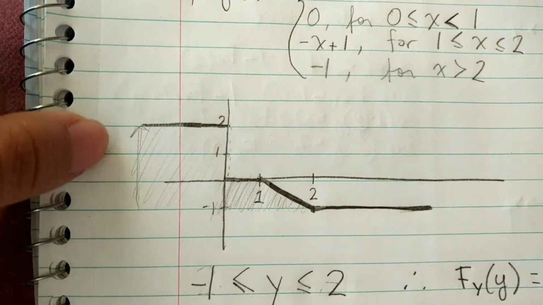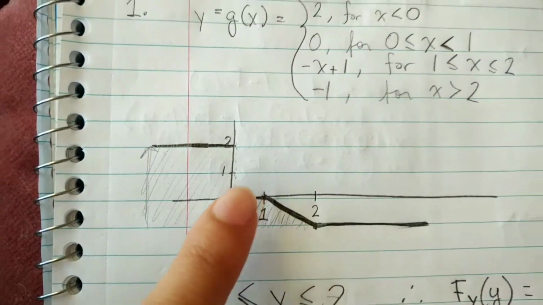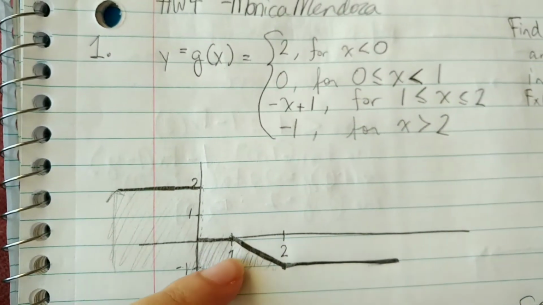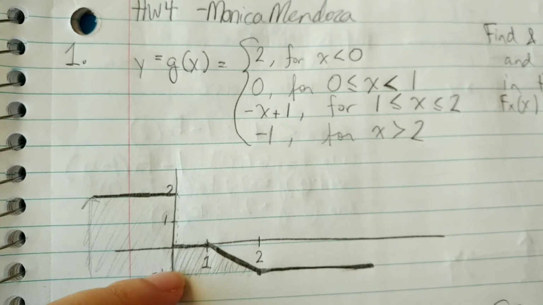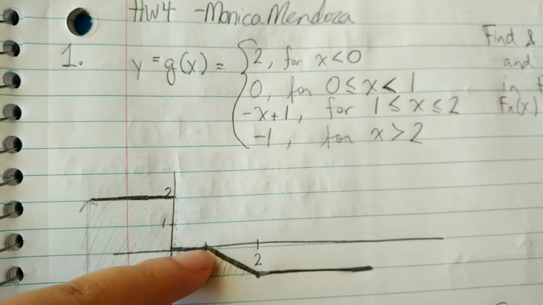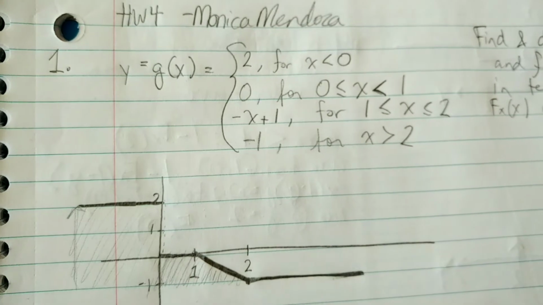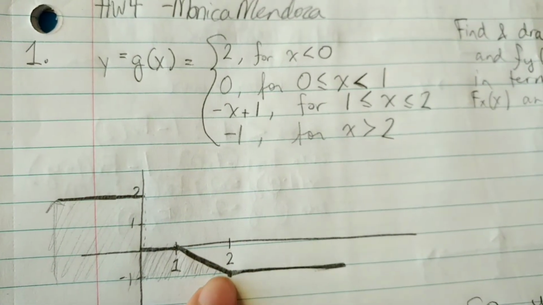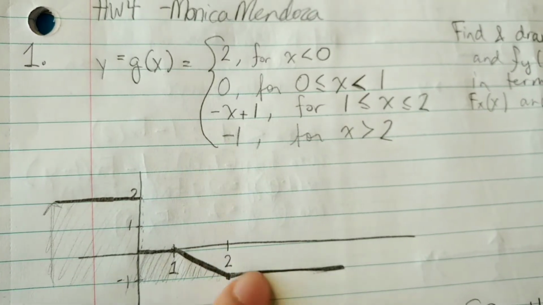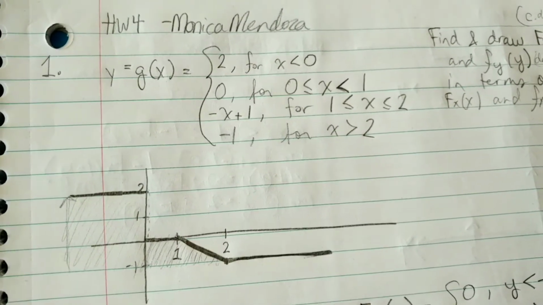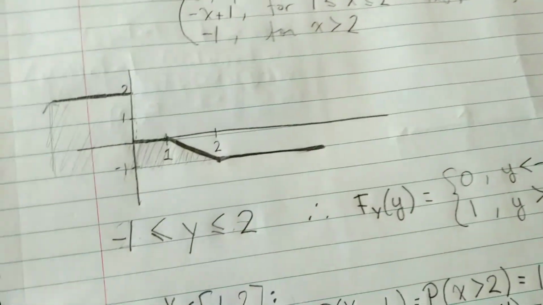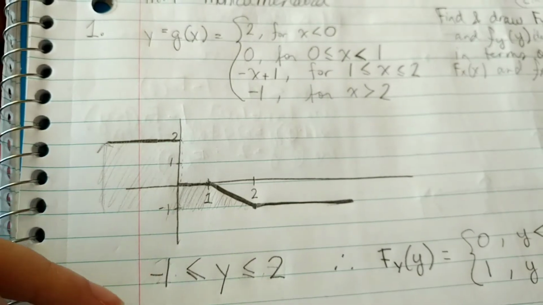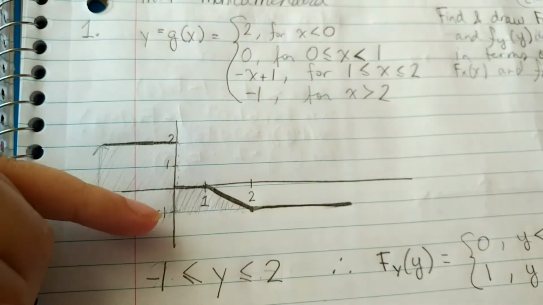essentially it looks like this. So anytime X is less than 0, we have it equal to 2. When X is going from 0 to 1, g of X is equal to 0. And then here we have a sloped line, negative X plus 1, up until it reaches 2, and then negative 1 for all X greater than 2. Okay, so essentially Y, or g of X, then ranges from negative 1 to 2 this way.